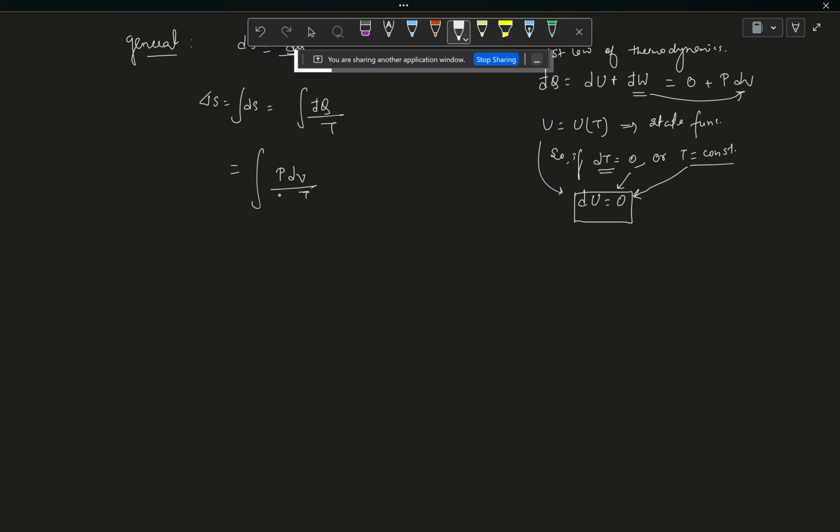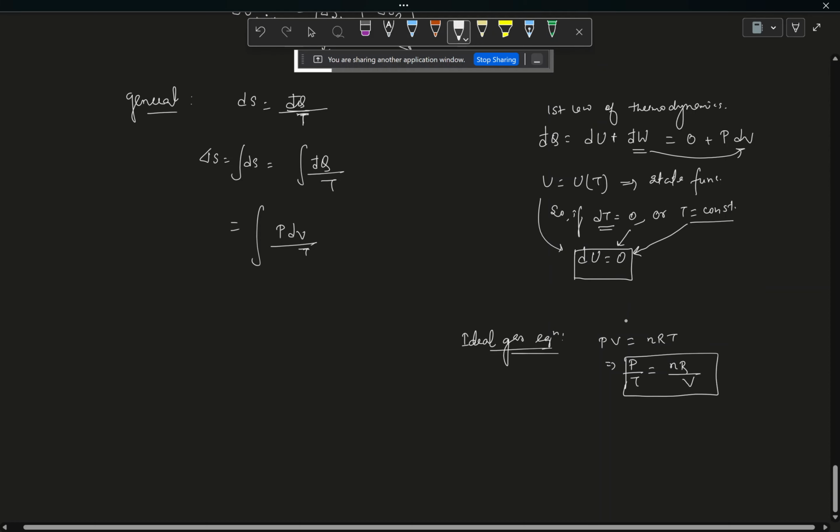So how do you then do this integral? What you do in this case is basically you use your ideal gas equation, because in the question the gases are all ideal gases. So you know that PV equal to nRT. So P by T becomes nR by V.